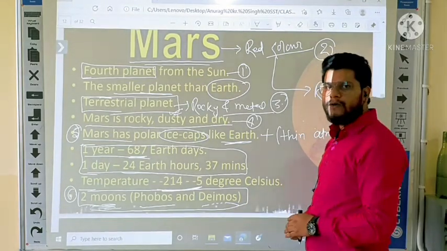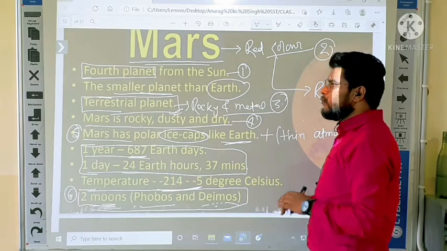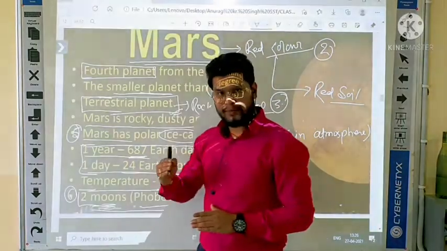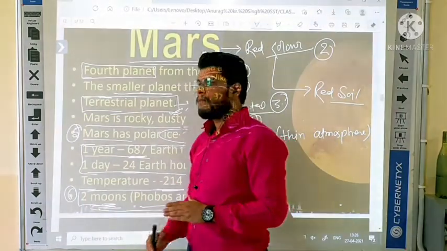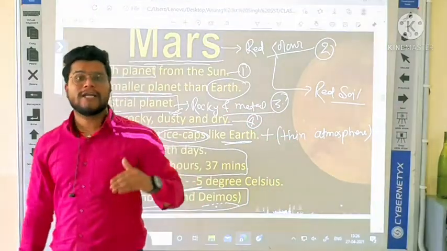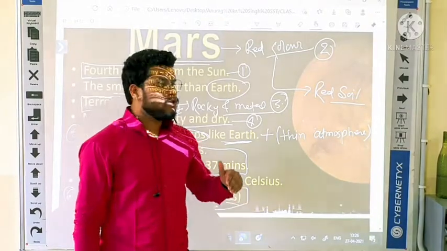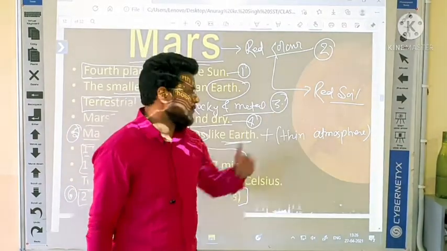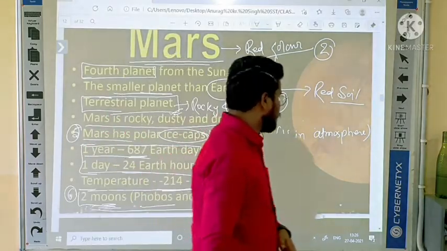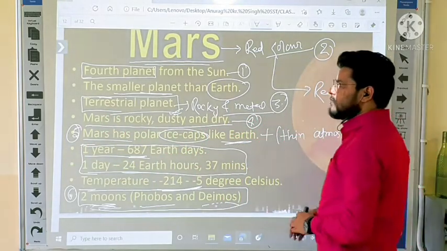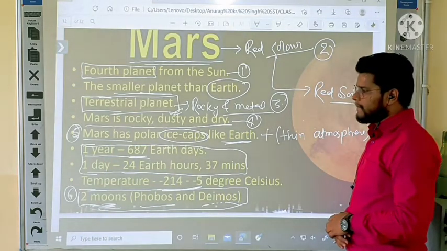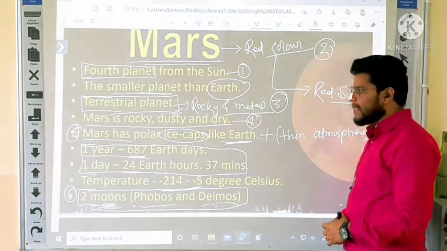Okay students, now we have learned about all the inner planets. Now come to the outer planets. It means Jupiter, Saturn, Uranus to Neptune. At first, write it or take a screenshot of it. Now come to the next point.